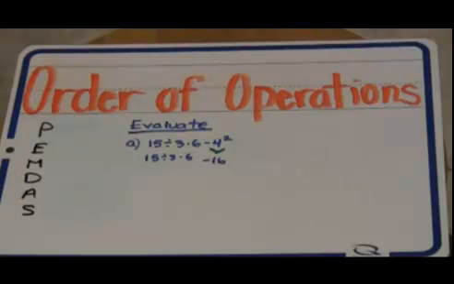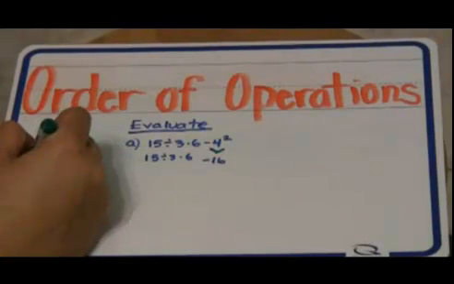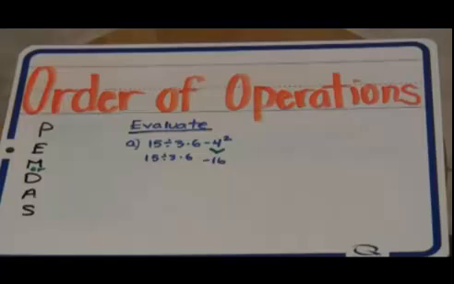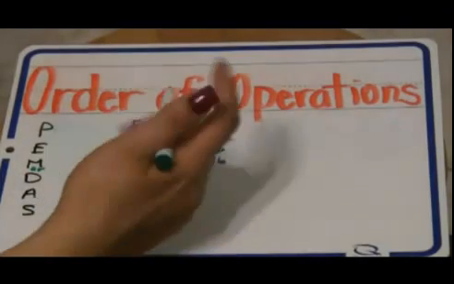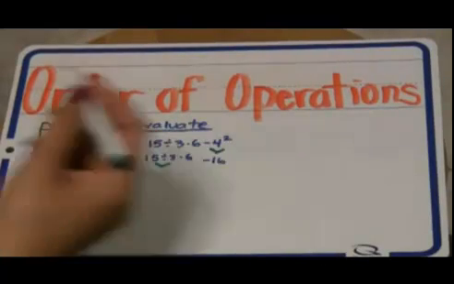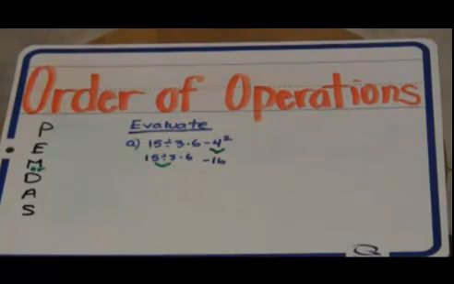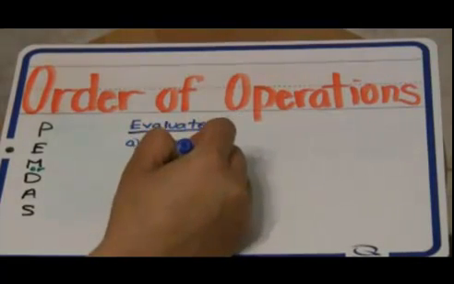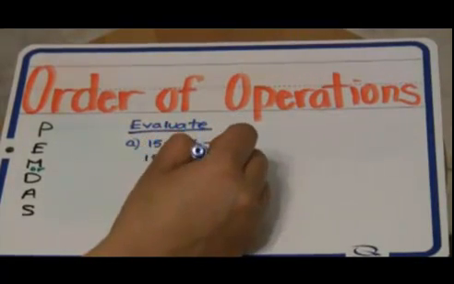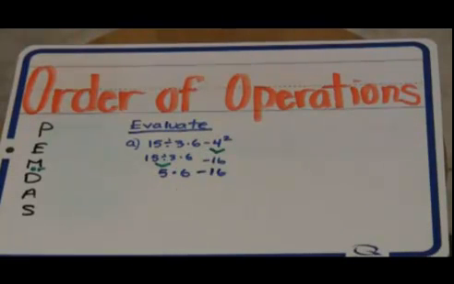Once again, we look at our order of operations. We have multiplication and division. What you have to remember, it's multiplication or division, depending on what comes from left to right. So reading it from left to right, I have 15 divided by 3 first. 15 divided by 3 is 5. I bring down my times 6 minus 16.